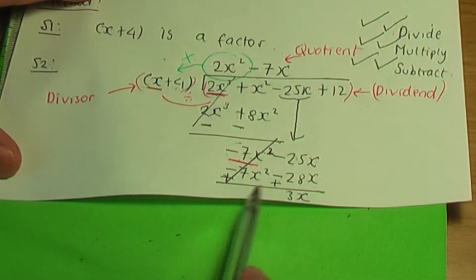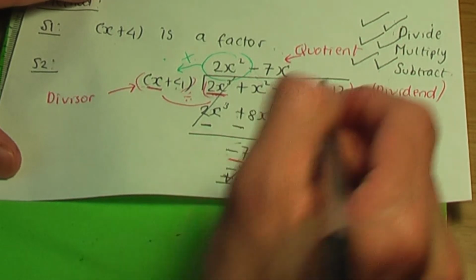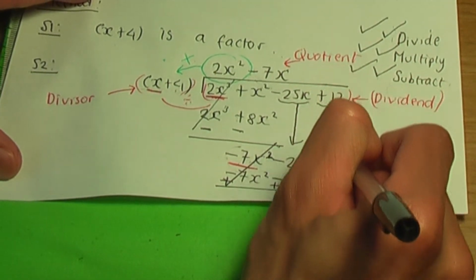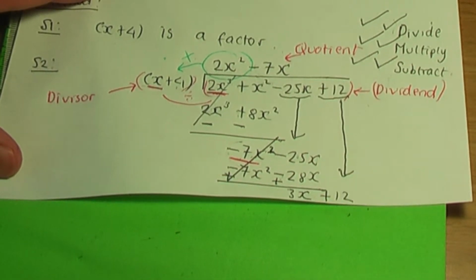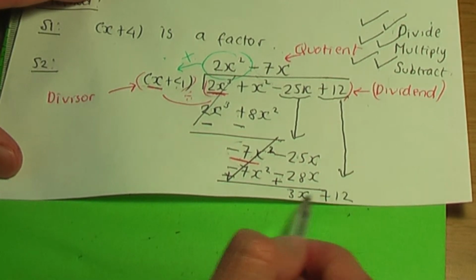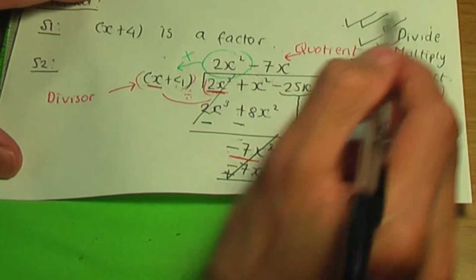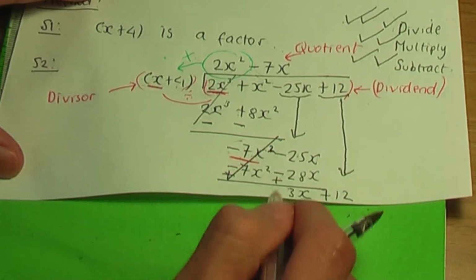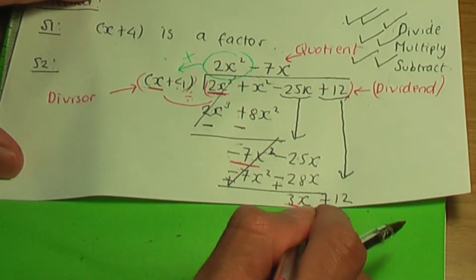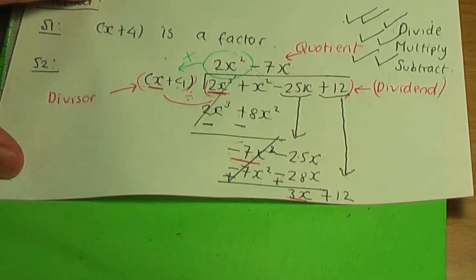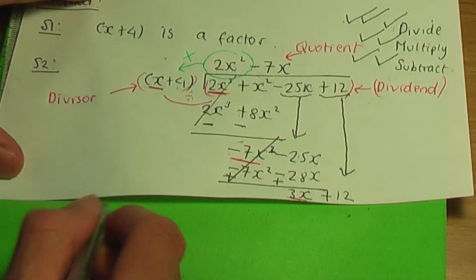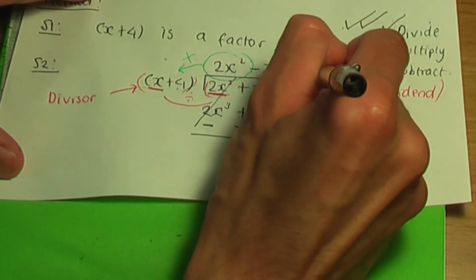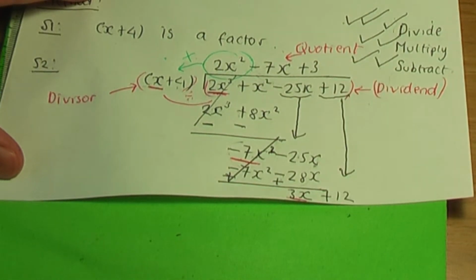Now ideally you need two terms here, remember. Go to the next term above and copy it down. So copy down the plus 12. So what do you do once you have your two terms here? Go back to division. So let's divide the first term here, which is 3x, by the first term here, which is x. 3x divided by x is 3, so that will form part of your quotient.